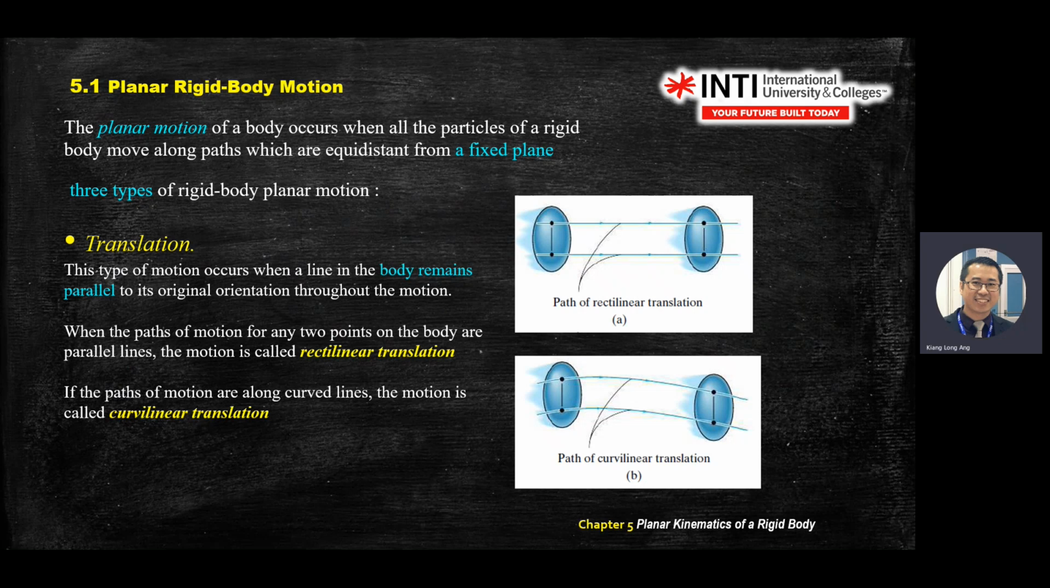I take this marker pen as an example. First motion, planar motion. First one, translation. This is called translation. The first one is rectilinear translation, in a straight line. This is rectilinear translation.